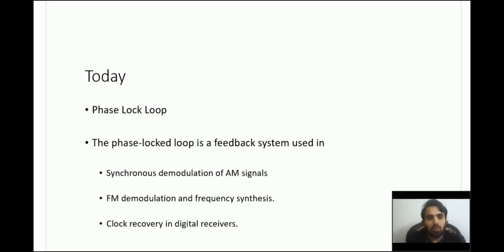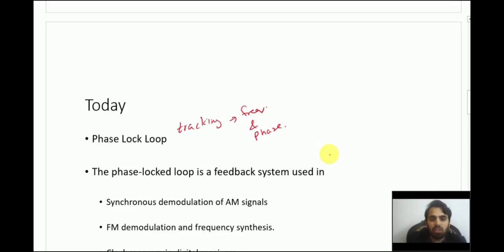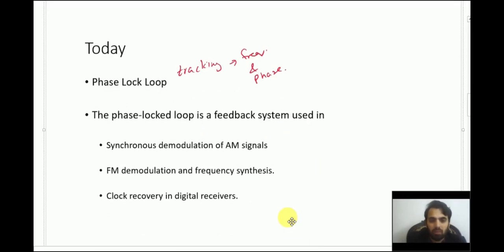Next, we are going to talk about phase lock loop, which is a very significant thing from the aspect of tracking both frequency and phase. So, phase lock loop is used to track frequency and phase of incoming signals. It's basically a feedback system, as mentioned, used in numerous applications, including synchronous demodulation of AM signals, the thing that we have been doing in chapter 4.